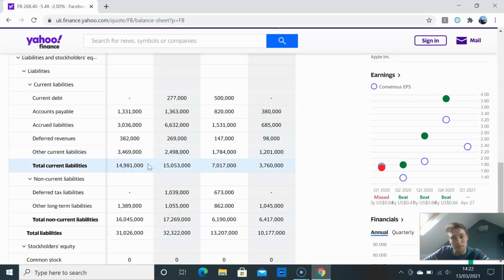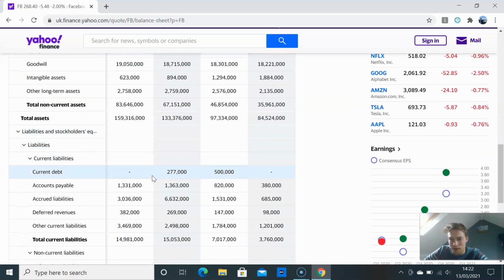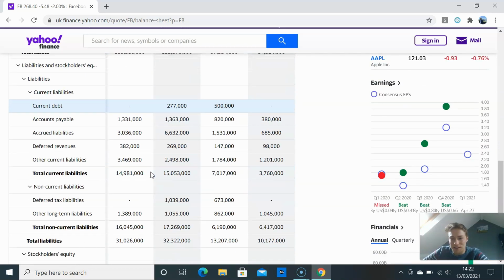Generally, the ratio which would be a very good sign would be 2 to 1, so 2 current assets for 1 current liabilities. And at 14 to 75, what's that? That's a ratio of about 5, so 5 to 1. So that's a very good sign that Facebook is controlling its short-term debt.